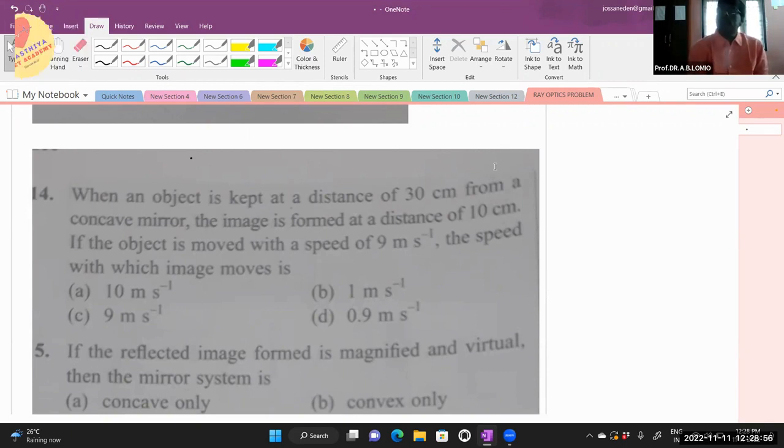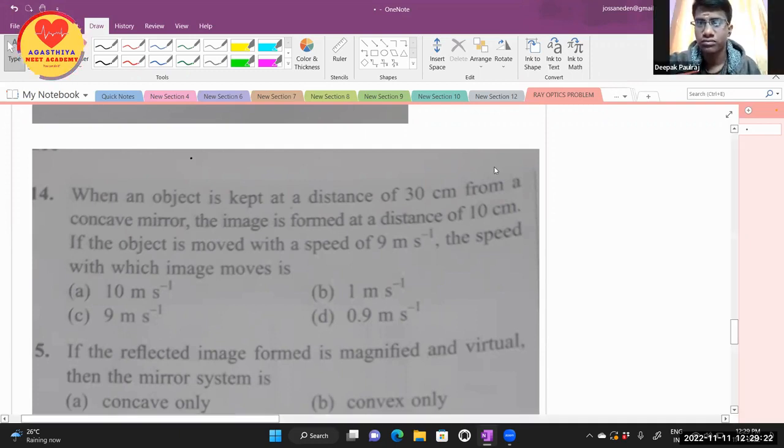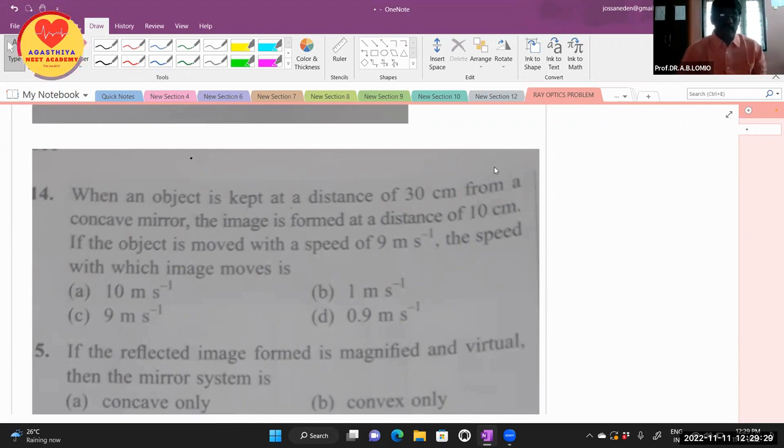Yesterday, we saw the problem related to the speed of the image and the object. That problem is related to a plane mirror. In the plane mirror, the velocity of the image is 2 times the velocity of the object. We discussed in the last class. But here it is not a plane mirror. What is the type of mirror? Concave mirror. That condition should not be used here. You have to arrive at the actual condition from the given data.